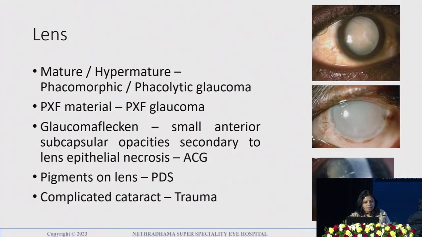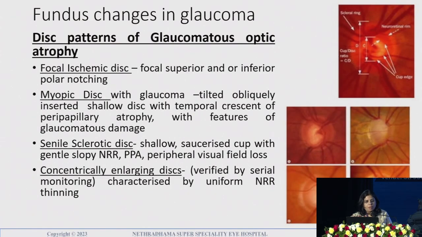Coming to the lens, you have to rule out whether it is a phacomorphic or a phacolytic glaucoma. Check for pseudoexfoliation material on the anterior lens capsule. Also see for glaucomflecken, which is suggestive of acute angle closure glaucoma, and of lens epithelial necrosis. Check for pigments on the lens, which is suggestive of pigment dispersion syndrome. Coming to the most important point, you have to check the disc.